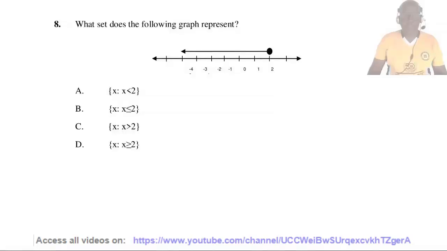Question 8. What set does the following graph represent? The shaded dot over here is an indication that S equals 2. Then all values in the direction of the arrow starting from this point are less than 2. So the answer is S is less than or equal to 2, which is B.